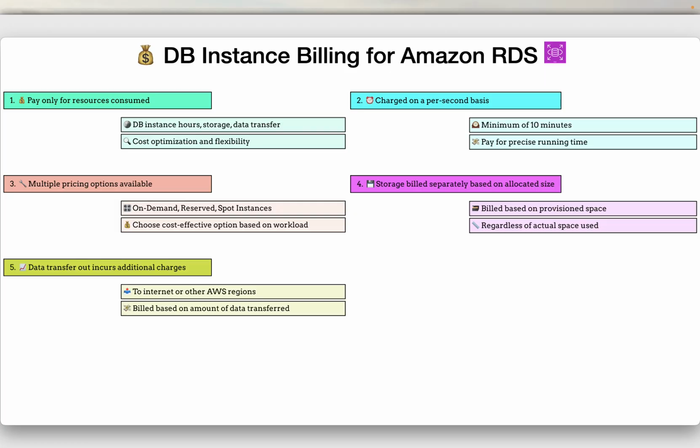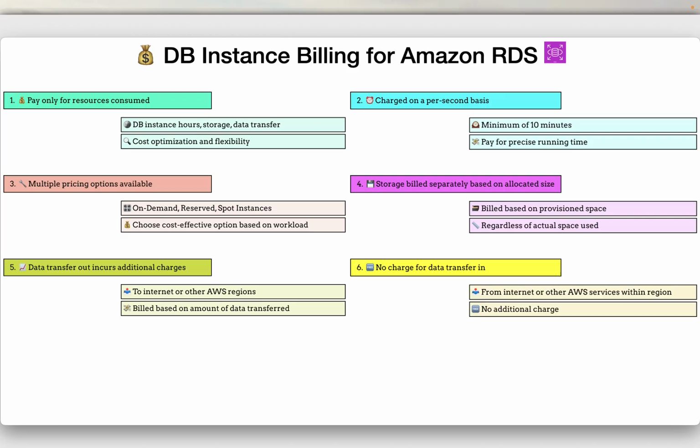Fifth, data transfer out incurs additional charge. So data transfer out, not inbound, outbound. Data transfer out of your DB instances to the internet or other AWS regions also, so other regions as well, incurs additional charges billed based on the amount of data transferred. Sixth, no charge for data transfer in. So there is no additional charge for data transfer into your DB instances from the internet or other AWS services within the same region.